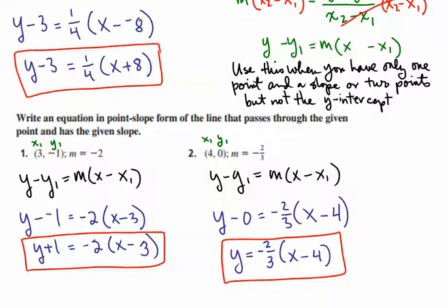So x1 was positive 3. When we write the equation below, we get x minus 3. The y-coordinate was negative 1. When we write it into the equation, we get y plus 1. That's because the formula asks us to subtract. So we're either going to subtract a positive or subtract a negative. Subtract a positive comes out to be minus. Subtract a negative comes out to be positive. And we'll stop this video.